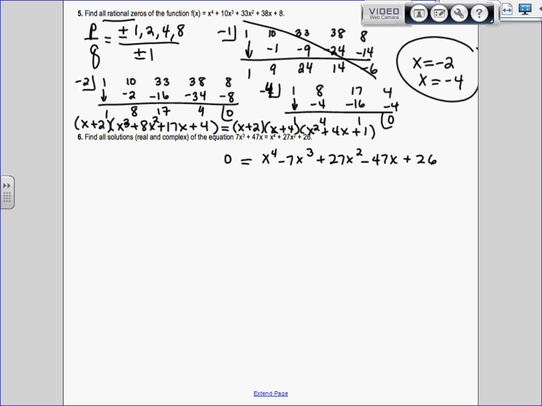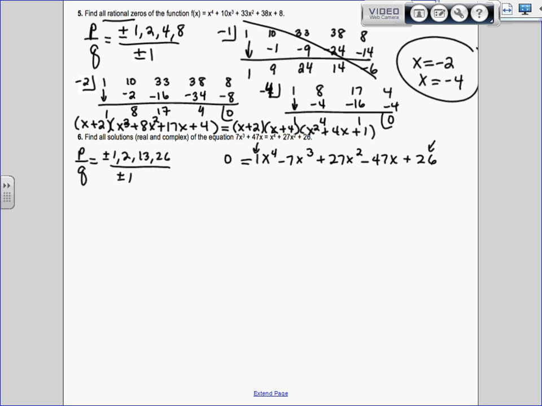All right, and I need to do my p over q. Remember the rational roots theorem. p comes from the factors of 26, so factors of 26 are 1, 2, 13, and 26. And the factors of the leading coefficient, that's our q, is plus or minus 1. So we have 8 possibilities: 1, 2, 13, 26, negative 1, negative 2, negative 13, negative 26. Okay, and we're going to try these with synthetic division.